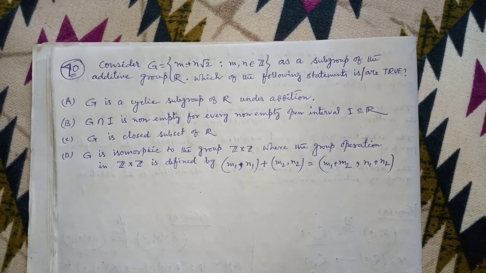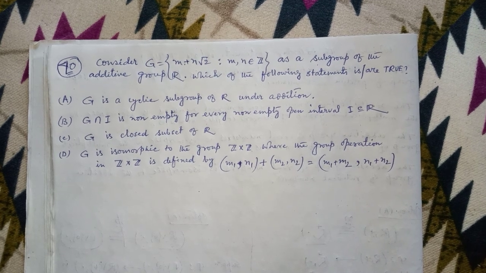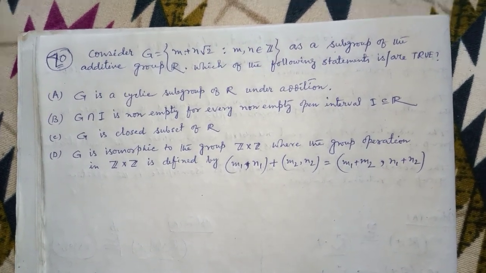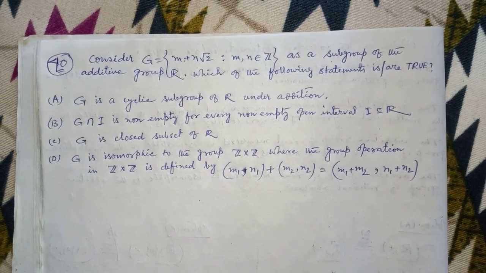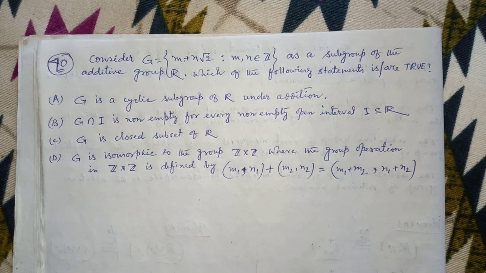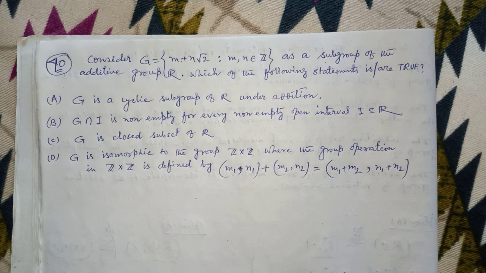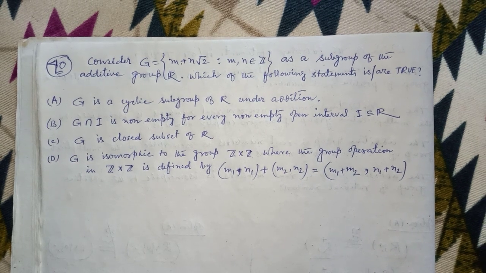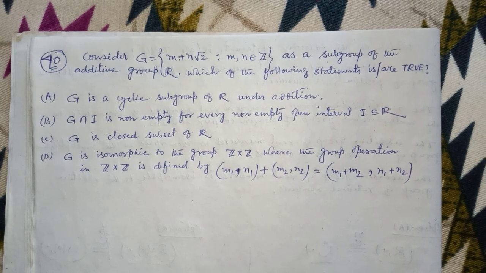The question is: consider G equal to {m plus n root 2 such that m, n belong to Z} as a subgroup of the additive group R. That means Z is the set of integers and R is the set of real numbers. Which of the following statements is or are true?